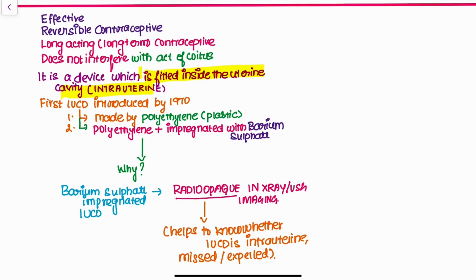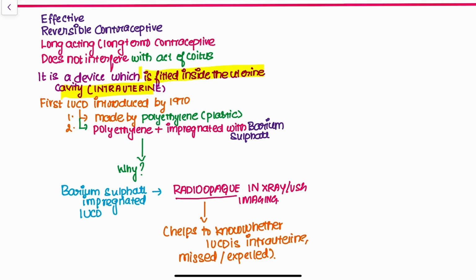But then, as a clinician, once you put this device inside the uterine cavity, you need to make sure that this device is fitted properly inside the uterine cavity and it is not expelled outside. So in order to make sure whether the device is inside the uterine cavity, as a clinician you have to do some investigations like imaging techniques, X-ray and ultrasound.